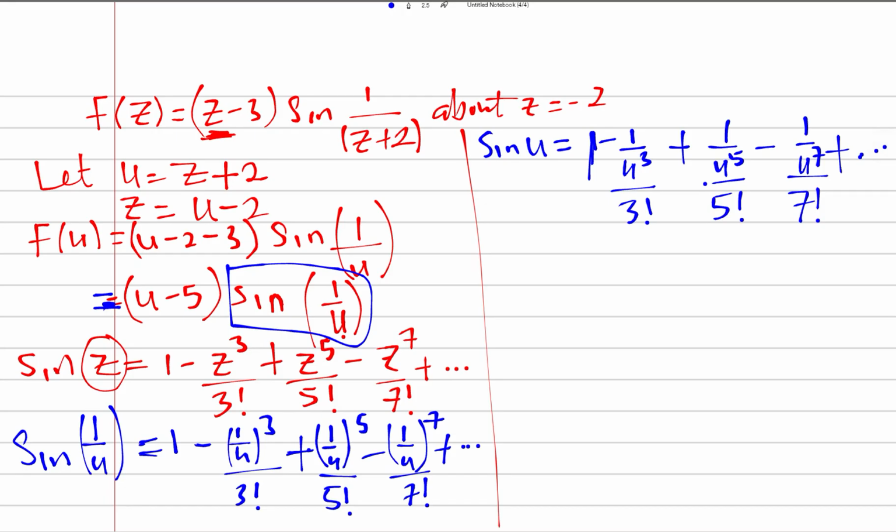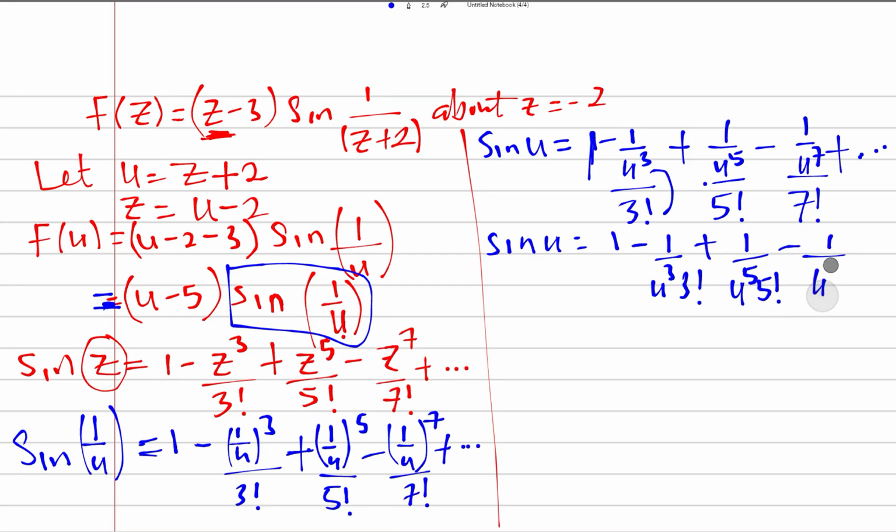I'm sure you know that from here we are going to have sine 1 over u equal to 1 minus, this one will multiply this, so this will give us 1 over u raised to power 3 factorial, plus 1 over u raised to power 5 factorial, then minus 1 over u raised to power 7 factorial.